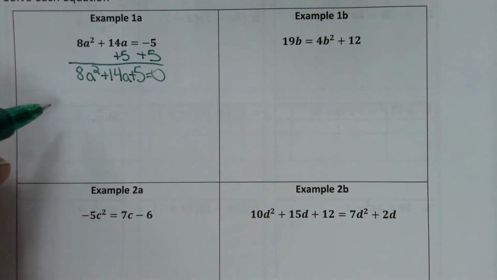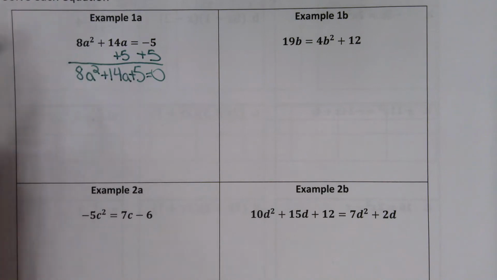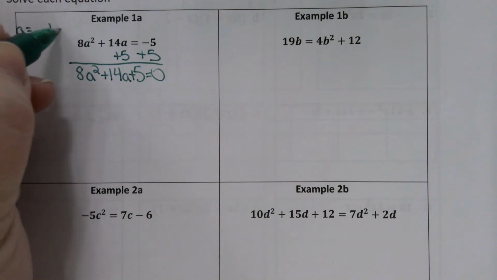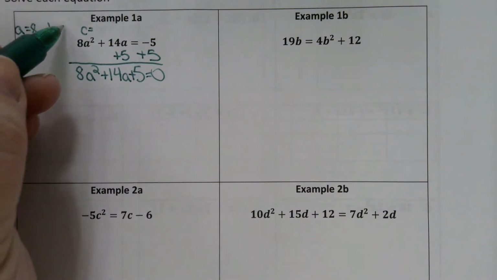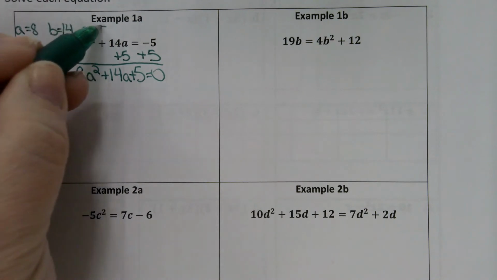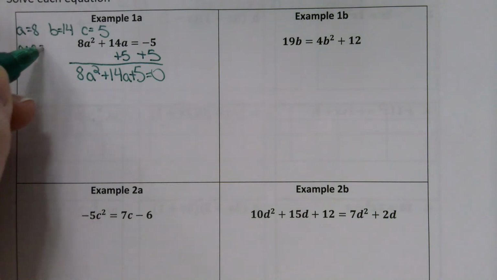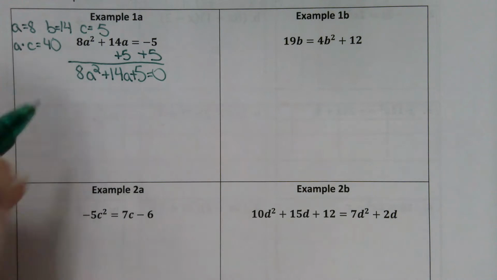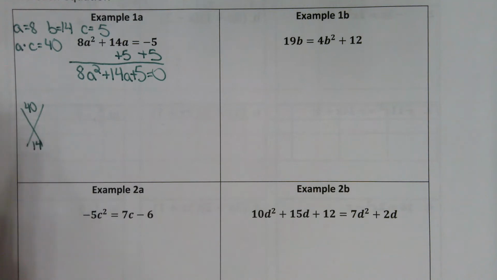Then we need to list out what a, b, and c are because there are no common factors, no GCF. So a is 8, b is 14, and c is 5. That means that a times c is equal to 40. So the top of our x will be 40, and the bottom of our x will be 14.